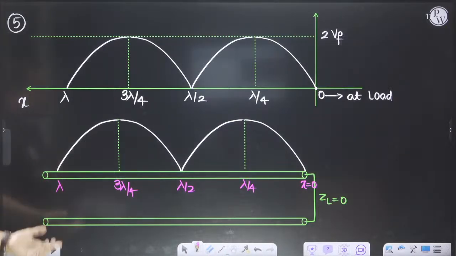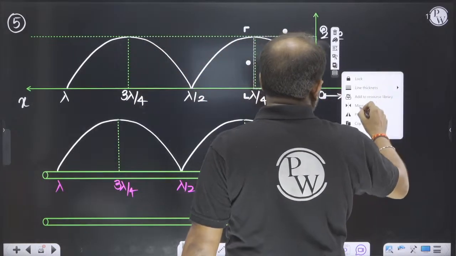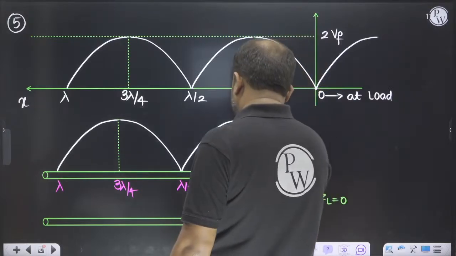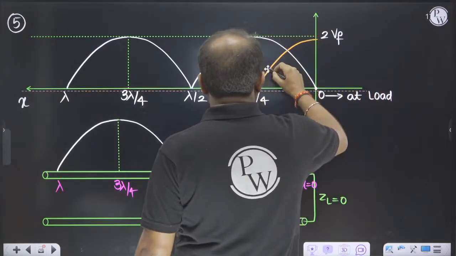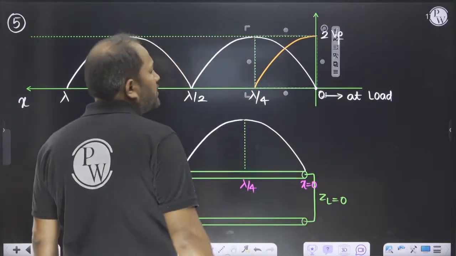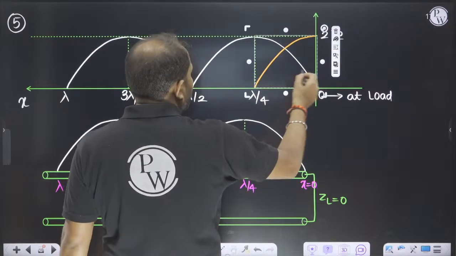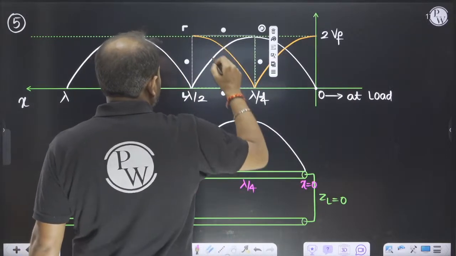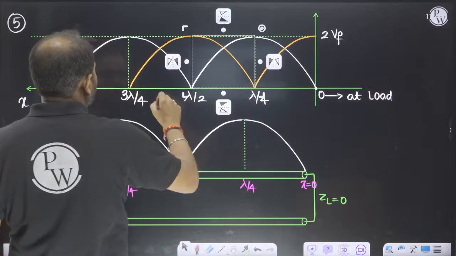Like that, there is a graph of voltage, and there is a graph of current also. What is the graph of current? The value of current is also 2If. It may be changed, but I am drawing it for graph purposes only. So this one is the graph of current.